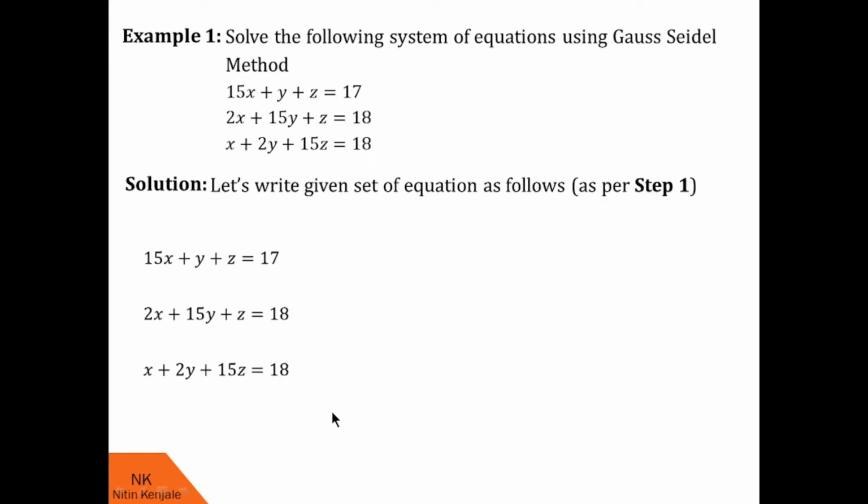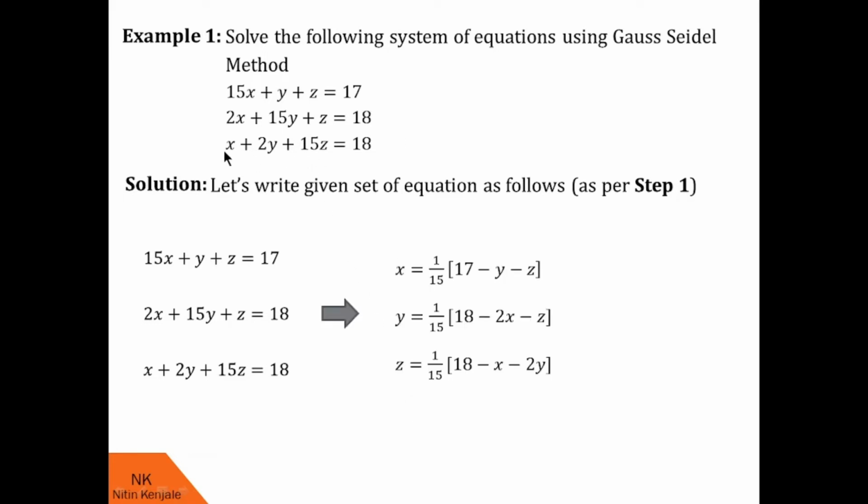In this first example, we are asked to solve this system using the Gauss Seidel method. This is a 3 equation system in 3 variables x, y and z. Let us take a look at this solution. As per step 1 of the Gauss Seidel method, we have to write x in terms of y and z from the first equation. We have to write y in terms of x and z from the second equation, and we have to write z in terms of x and y from this third equation, like this. We label these equations as equation number 1, 2 and 3. After this, we proceed to step 2.